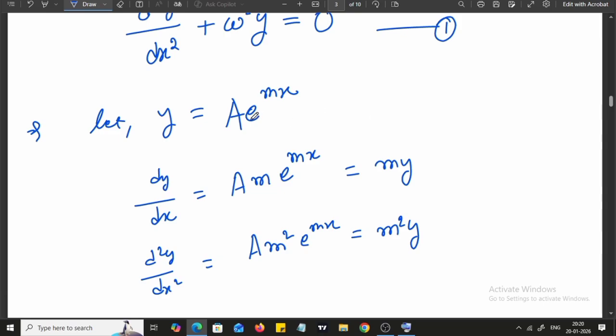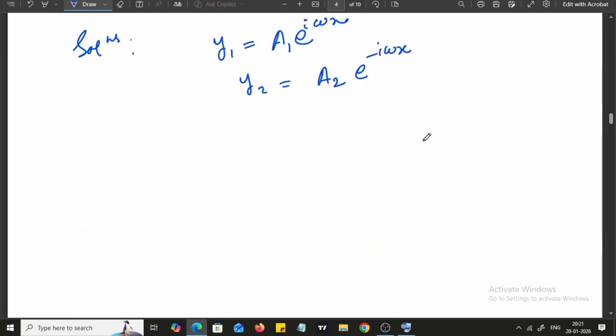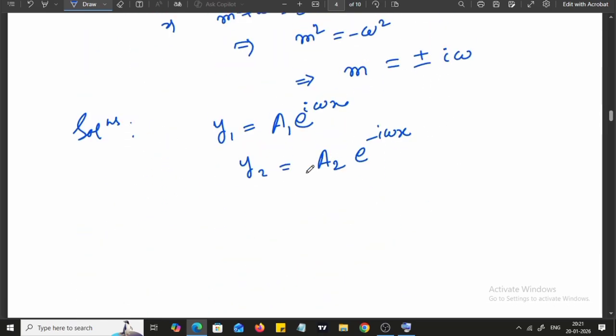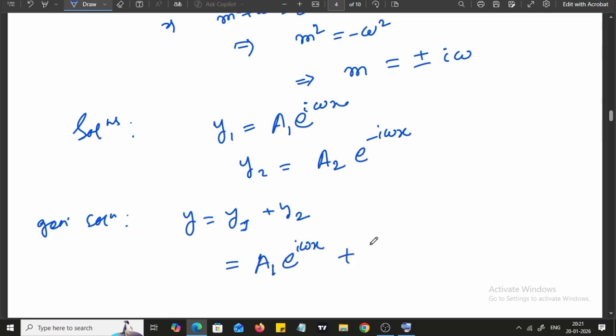Because we have assumed that y equals a e to the power mx, so our m is plus minus i omega. So y1 will be a1 e to the power i omega x, and y2 equals a2 e to the power minus i omega x. So general solution will be y equals y1 plus y2, and our y1 is a1 e to the power i omega x plus y2 is a2 e to the power minus i omega x, right?